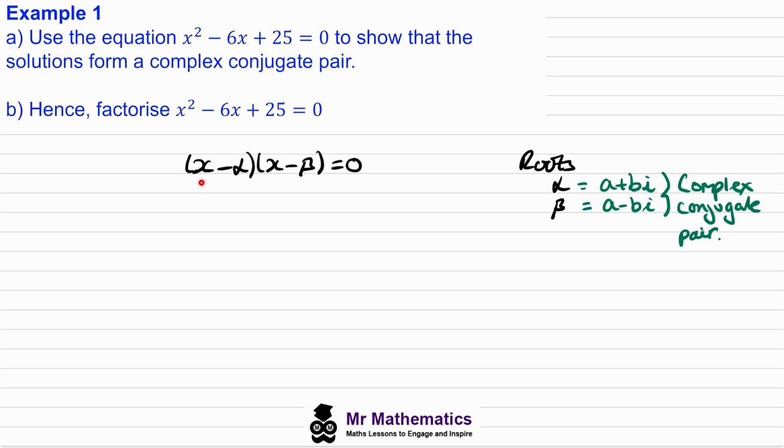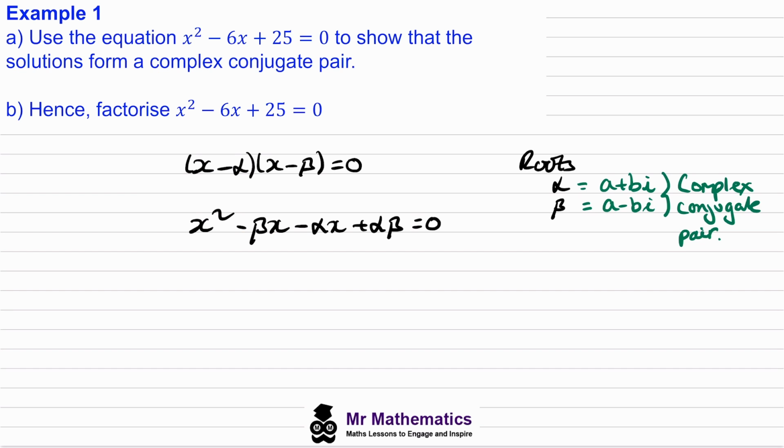So if we go back to our quadratic and we can expand this out, well then we'll have x times x, which will give us x squared. We'll have x times minus beta, so negative beta x. Negative alpha times x, so negative alpha x, and then negative alpha times negative beta, so plus alpha beta, and this will equal 0. Now we can factor out the negative x term.